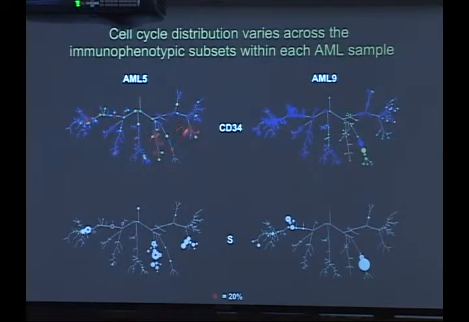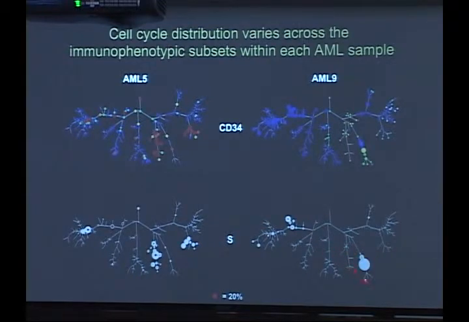Here's this expanded region of immunophenotypically mature monocytes, and you can see there's essentially no S-phase cells in that, even though this is clearly expanded, and these cells had CD34 expression, so they are abnormal cells. So not all the cells in leukemia are proliferating the same.